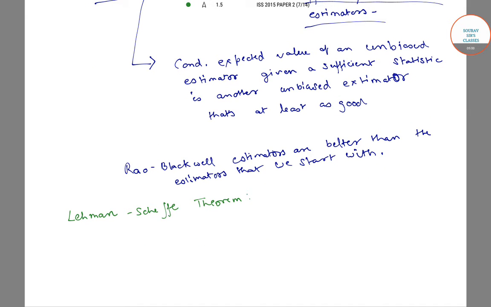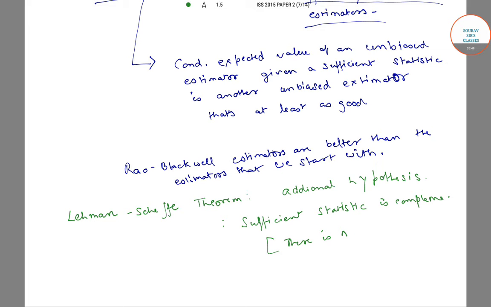Now next is this Lehmann-Scheffé theorem. Now this theorem has an additional hypothesis, and that is that the sufficient statistic is complete, so that it admits that there are no unbiased estimators of 0.